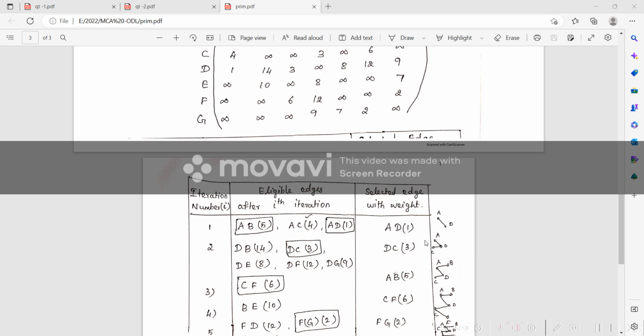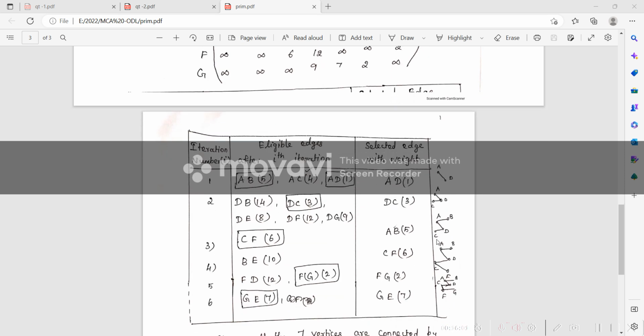Okay, so now in the graph for this one, already AD is there. From D we are taking C. So D to C is taken. So each edge is emerging from already existing vertices from our tree. Okay, so that thing we should concentrate on. So this is the second step diagram.